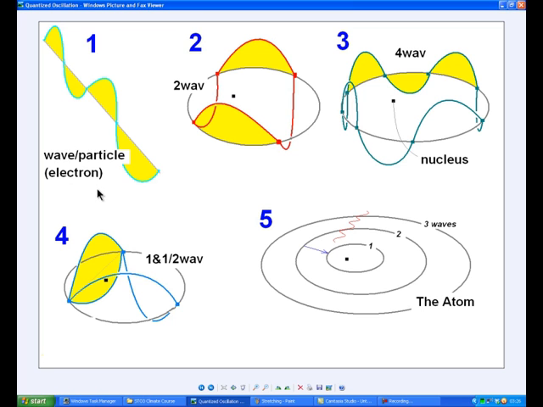In chemistry, when you are first taught about electrons, you were probably taught that they're particles. True, but they are also waves. In fact, physicists call them wave particles. So they're particles, but they have wave properties. So in diagram 1 here, I've actually drawn an electron as a wave. Right? So it's 1, 2 waves here.